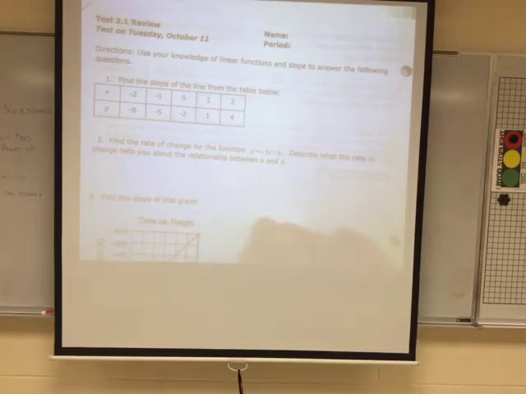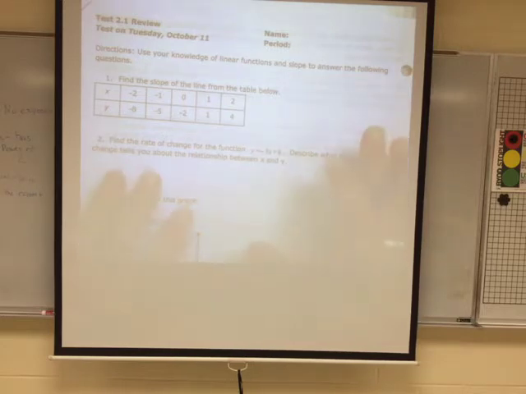Review for test 2.1. That's the first test of the second 6 weeks. So we're going to use our knowledge of linear functions and slope to answer the following questions. Number 1, find the slope of the line from the table below.